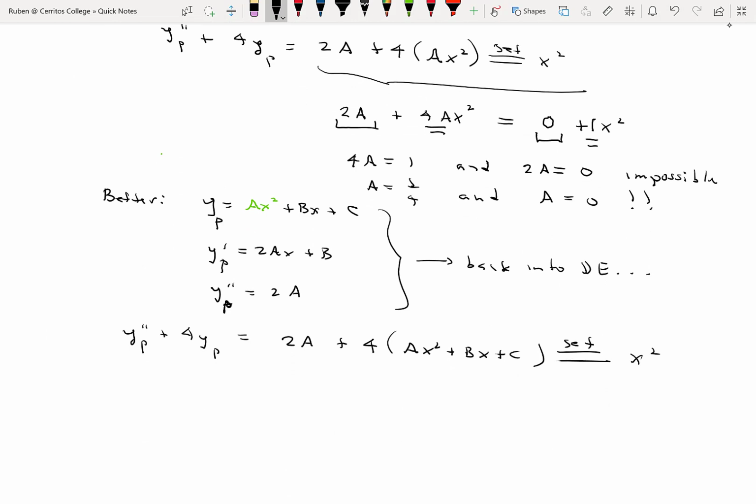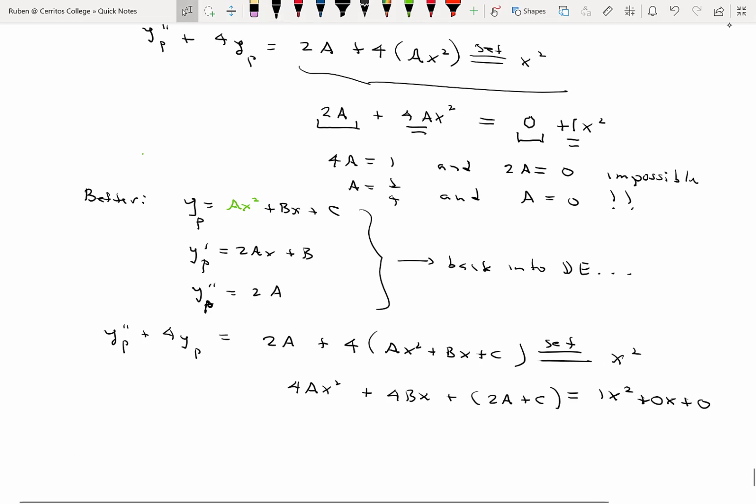Now let's see what happens when we try to solve for the constants a, b, and c. I'm going to rearrange the terms on the left-hand side to decreasing powers of x. So we have 4ax squared plus 4bx, if I distribute the 4, plus the constant term left is 2a plus c, and that needs to equal x squared, or if you will, 1x squared plus 0x plus 0. So let's equate the coefficients to solve for a, b, and c.